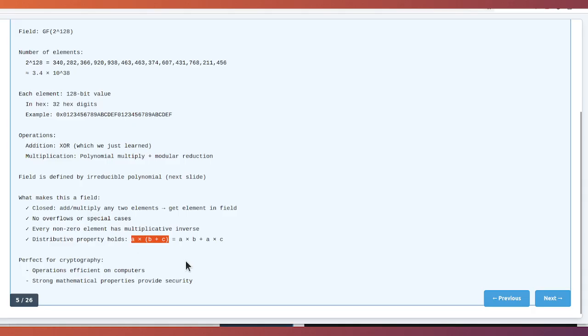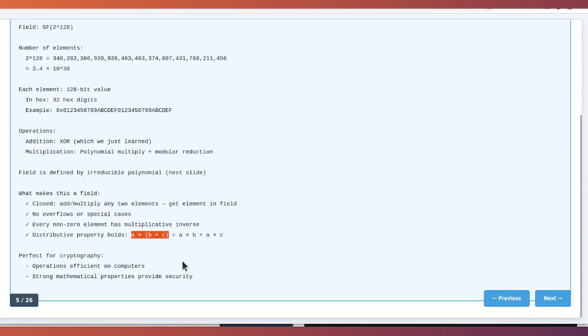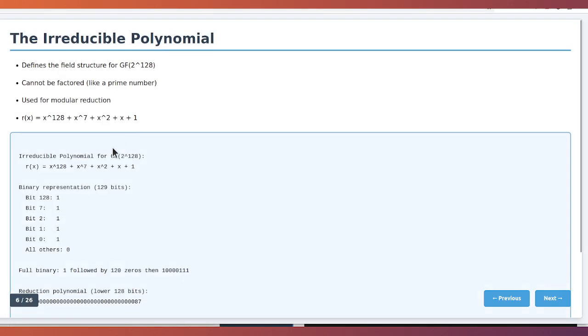Every non-zero element has a multiplicative inverse, and all the usual algebraic rules, such as the distributive property, hold. This mathematical structure is perfect for cryptography because operations are efficient on computers, and the field has strong mathematical properties that provide security. The irreducible polynomial.